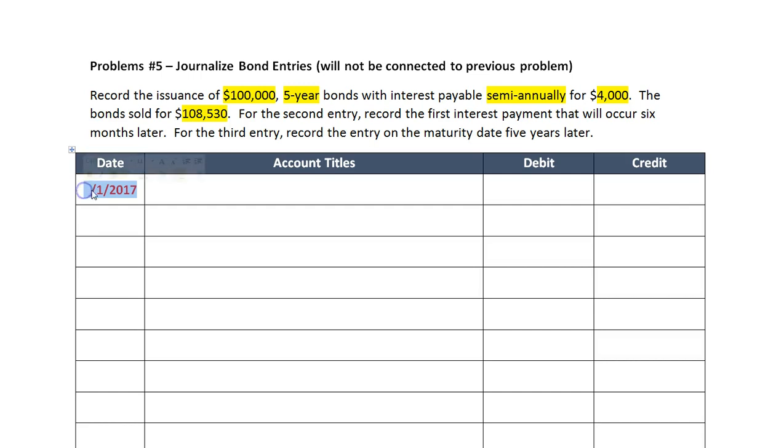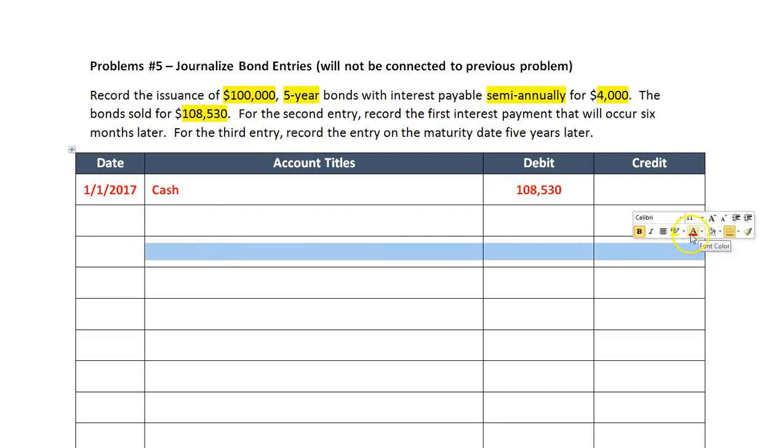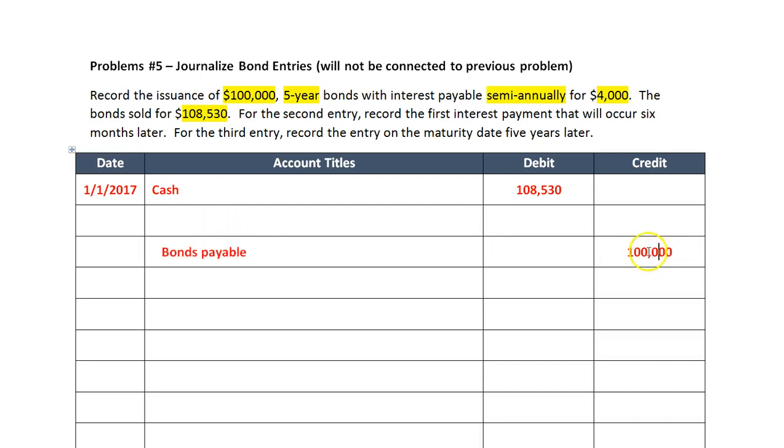Alright, so we're going to issue these at the start of the year. We're going to collect cash equal to the amount they're giving us, the 108,530. We're going to recognize the bonds equal to 100,000. Put them on at face. They always go on at face, always come off at face. And then the rest is either going to be a premium or a discount. In this case, it's a premium because I need a number on the credit side to balance this.